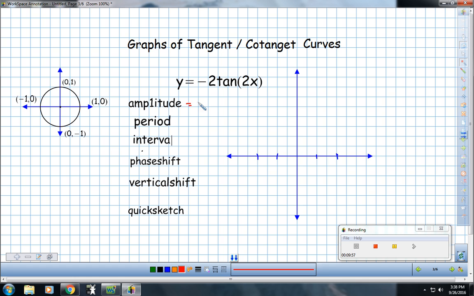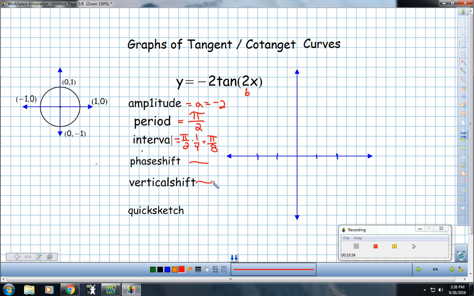But that value, A, is negative 2. The period: we know the normal period of a tangent curve is pi, and we're going to divide by B, and B is 2. So the period of this tangent curve is going to be pi over 2. Its interval is going to be pi over 2 divided by 4, or multiplied by 1/4, which is pi over 8. There is no phase shift. There is no vertical shift.